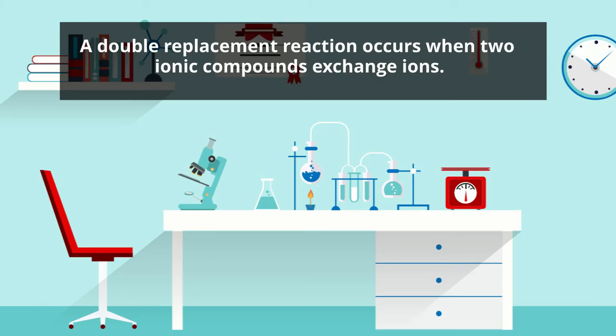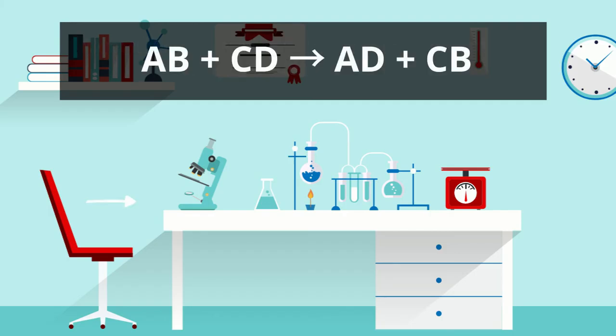A double replacement reaction follows this equation. AB plus CD yields AD plus CB. A and B and C and D are the 2 reactant compounds, and AD and CB are the 2 product compounds that result from the reaction. During the reaction, the ions B and D change places.